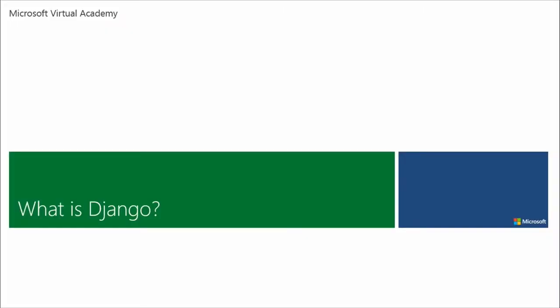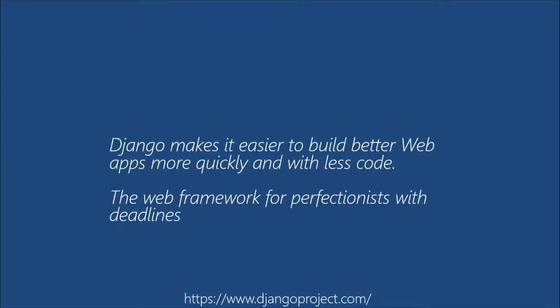But let's go ahead and talk a little bit about what Django is. If you head on over to djangoproject.com, you'll notice that they call out two things right away on their website. Number one is Django makes it easier to build better web apps more quickly and with less code. And number two, and I love this, is it's the web framework for perfectionists with deadlines. And I think that's kind of perfect, and you really do see that throughout the Django experience, throughout the framework.